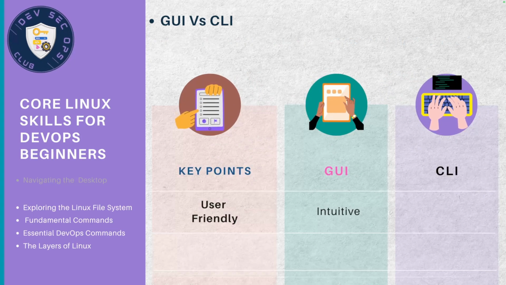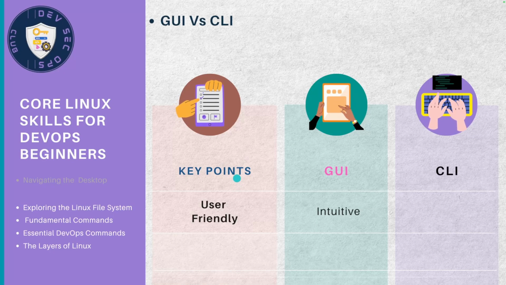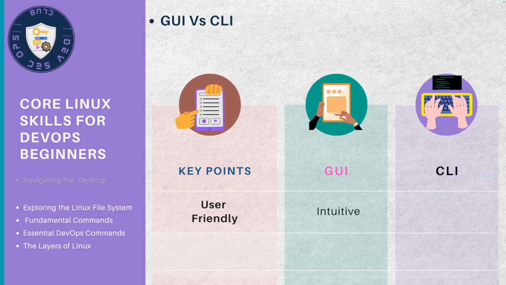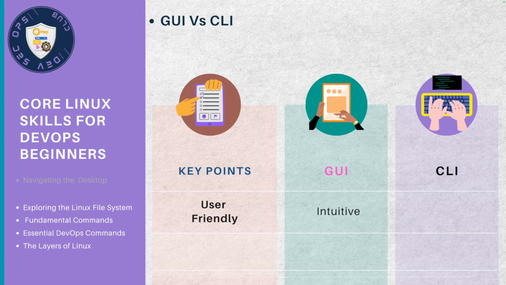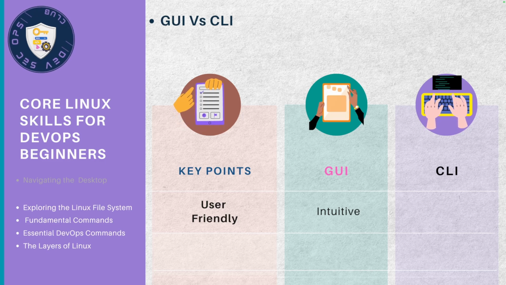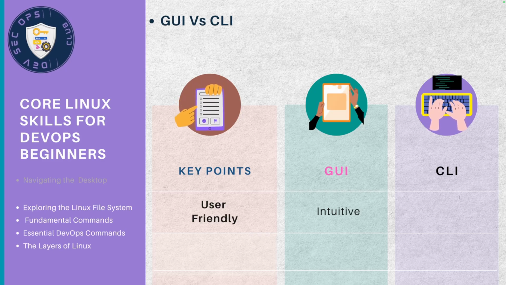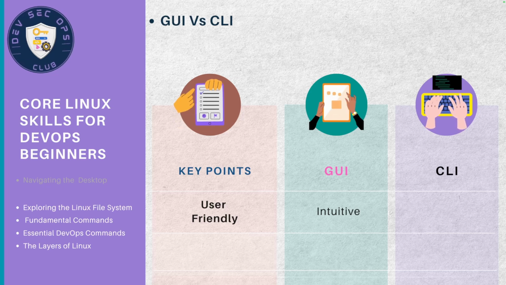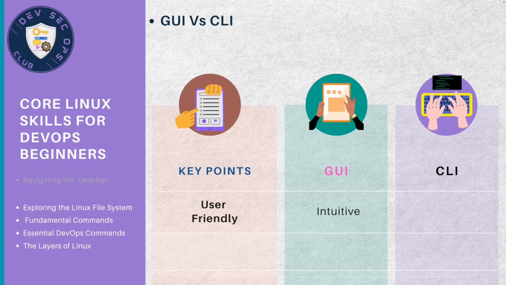Let's start with some key points. In this column we will see all the key points, and here we will see GUI versus CLI. The first one is user friendliness. In terms of user friendliness, GUI is very intuitive. Like your smartphone or smartwatch, you are interacting with buttons. You don't have to write anything in order to access it, because they are designed that way. That's the main reason. They are designed to be intuitive and easy for everyone to use.